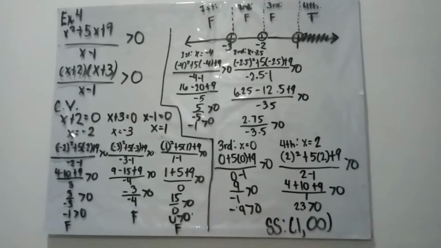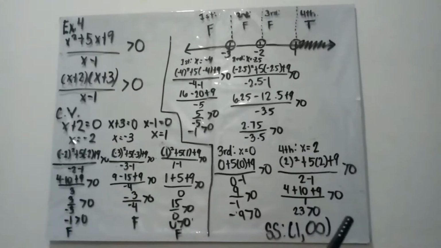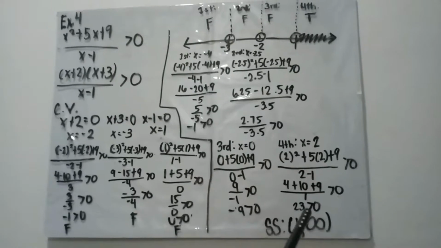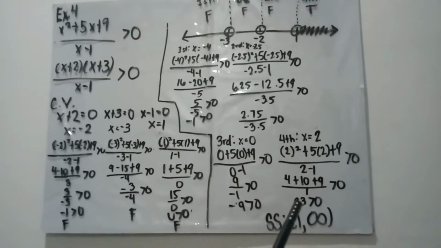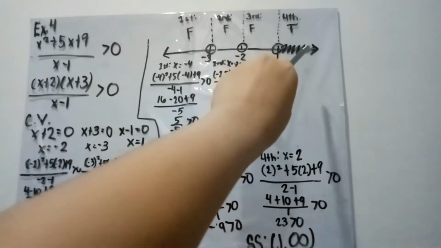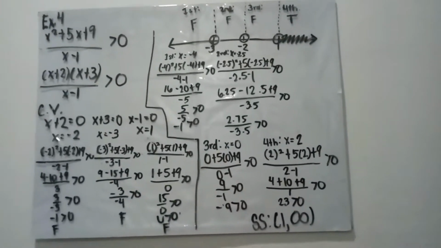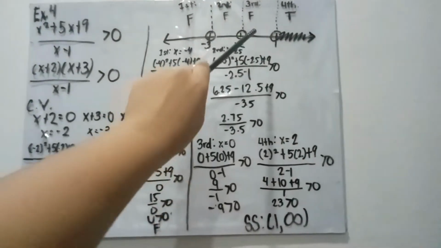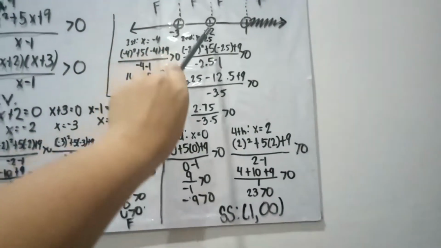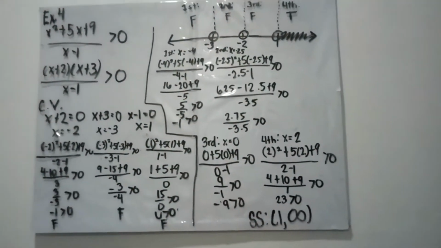Tapos naman sa fourth interval, x is equals to 2. 2 squared is equals to 4. 5 times 2 is equals to 10 plus 9. 4 plus 10 plus 9 is equals to 23. So, 2 minus 1 is equals to 1. 23 divided by 1 is 23. 23 is greater than 0. True. So, yung fourth interval, nakashaded yung number line yan. Then, doon naman sa solution set, 1 and positive infinity lang kasi false naman yung lahat and wala din namang circle sa mga critical values na true. So, ayan lang yung solution set natin.